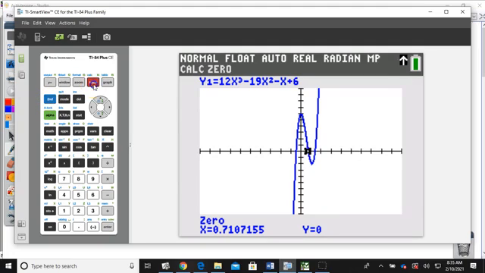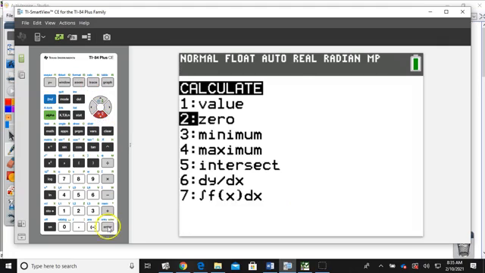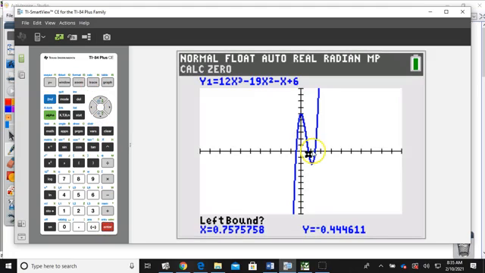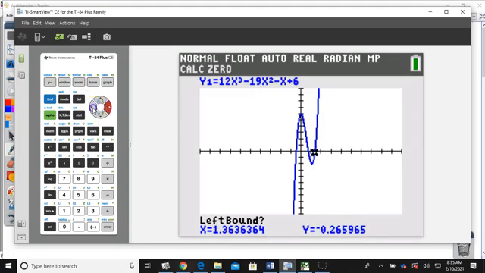And then third time's the charm. Do it again. Second trace, 0. Now I'm doing the one that's the far right. So make sure you stay to the left of it, which would be below it. Enter. Go to the right above it. Enter. Enter. 1.4, rounded to the nearest tenth.